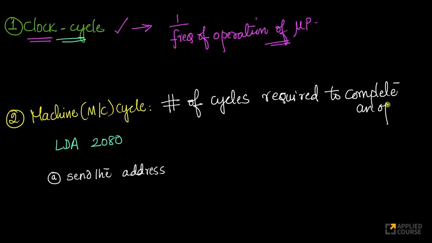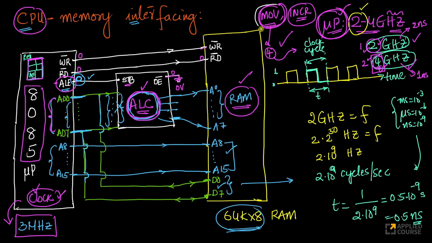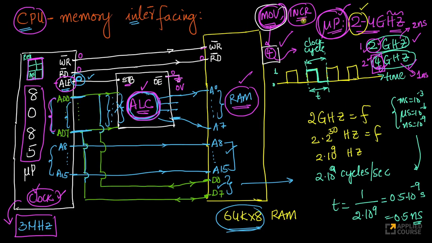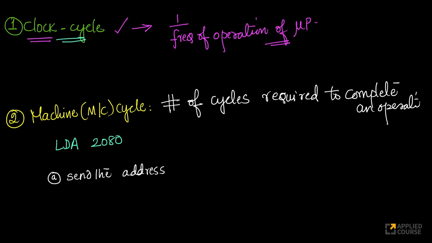I told you just a while ago that let's assume an operation like move requires 4 cycles. Now what are those 4 cycles? Let's try to understand that. Let's take a machine instruction, because we've already seen move and increment. Let me introduce you to a new machine instruction. This is called LDA, and there is a memory address given here. LDA basically means load into accumulator.